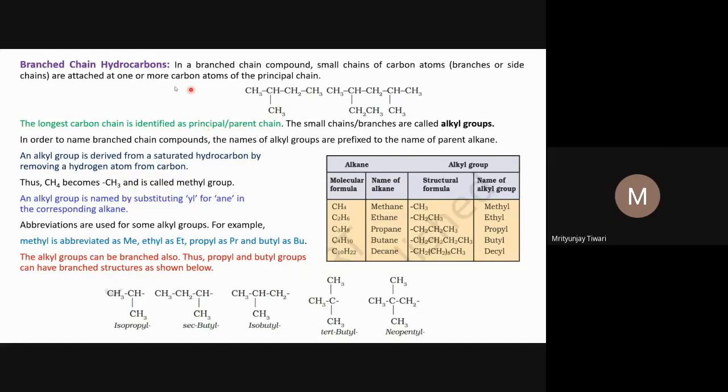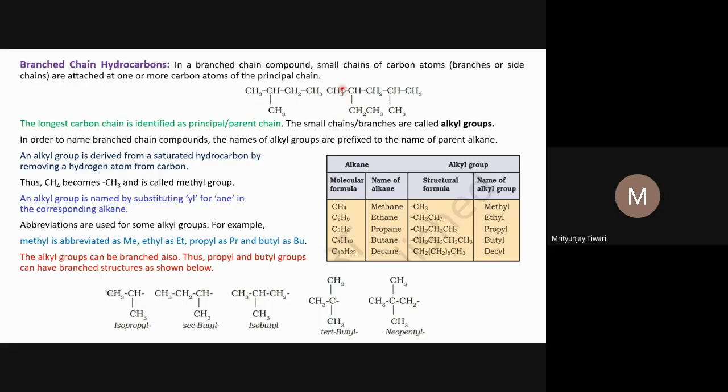Now let's see how one can name the branched chain hydrocarbons. And as I said, the naming of branched chain hydrocarbons is very important, because from it, the similar rule, the similar pattern, we follow to name all other organic compounds, even those containing functional groups as well. So most of the rules that we see here are very important.